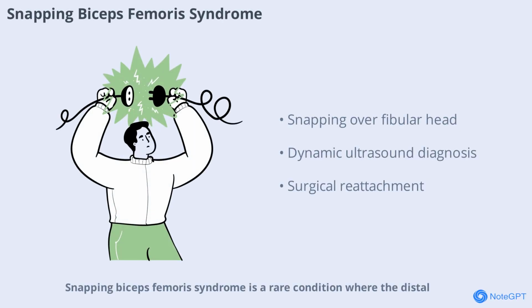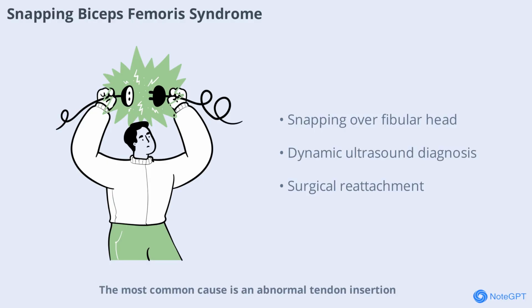Snapping biceps femoris syndrome is a rare condition where the distal biceps femoris tendon snaps over the fibular head during knee movement. Patients may report lateral knee pain, snapping, or instability. The most common cause is an abnormal tendon insertion, but fibular head hypertrophy can also contribute. Dynamic ultrasound is the best imaging tool for diagnosis. Surgical reattachment of the tendon to the correct location on the fibular head is the preferred treatment.